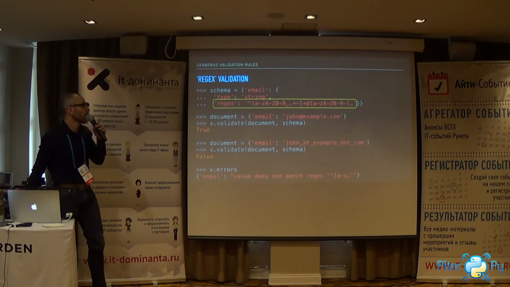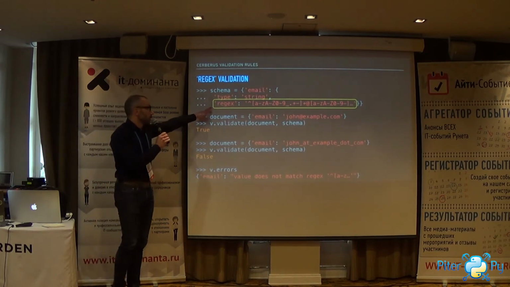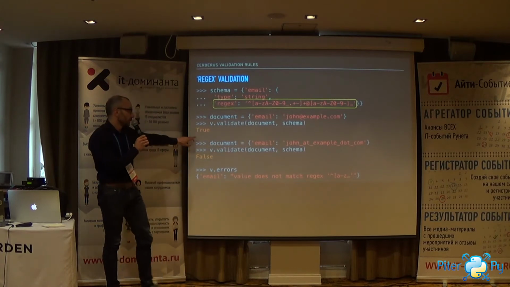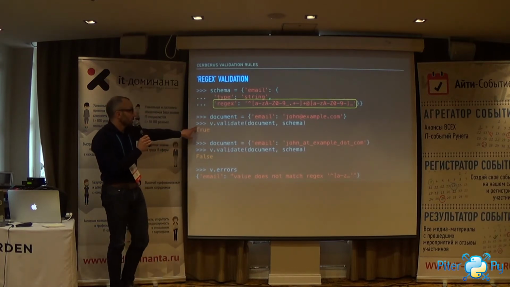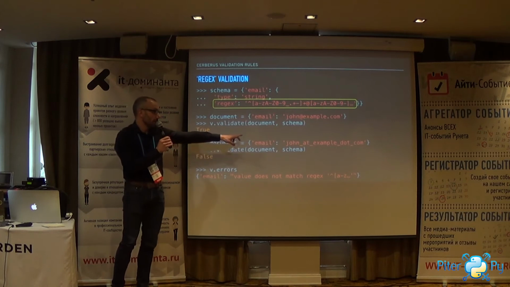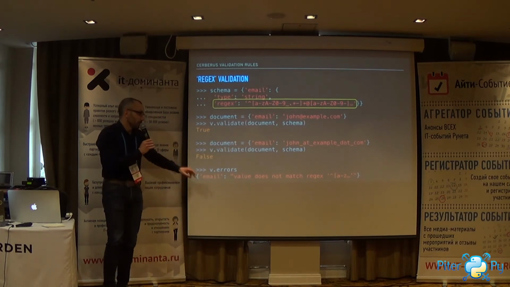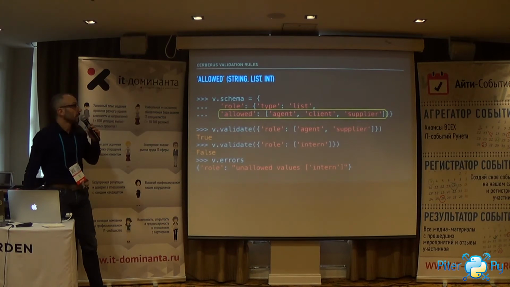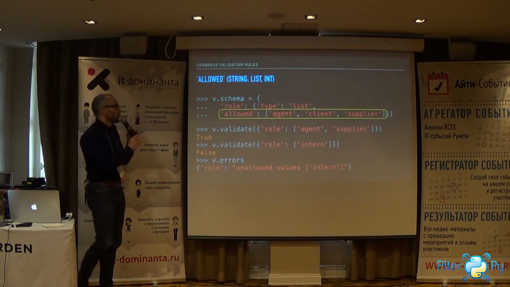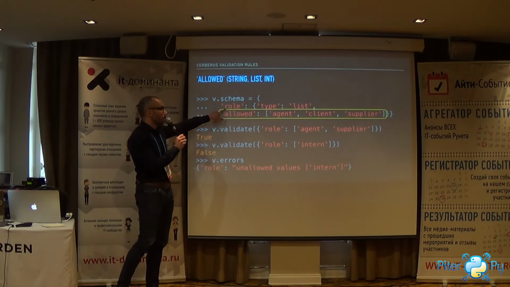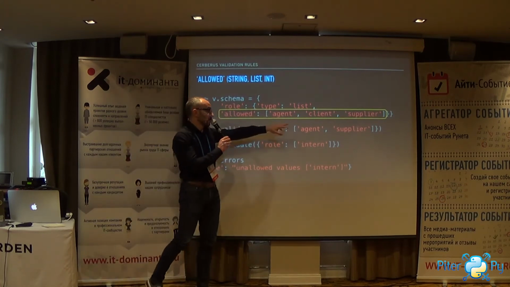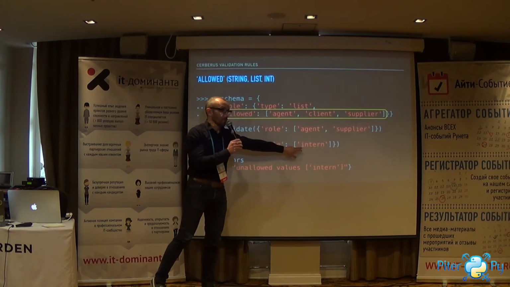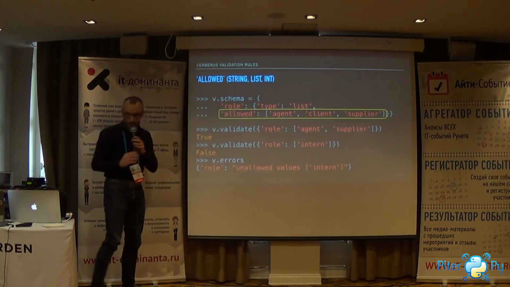You can use regex, like in this example, you can validate an email field. Here you see a good email, and here you see an email which is bad, and you get the error that you want. You can set allowed values for the field, like in this case the role can be agent, client or supplier. So if a new role is sent to the document, it is rejected by your validator.